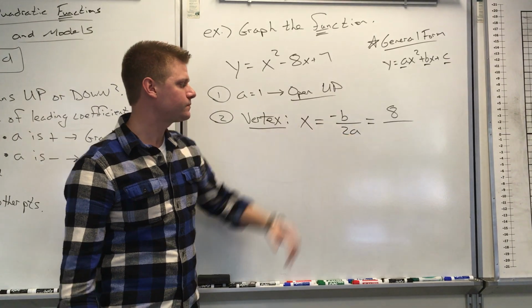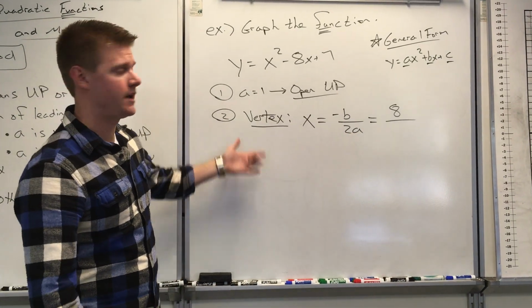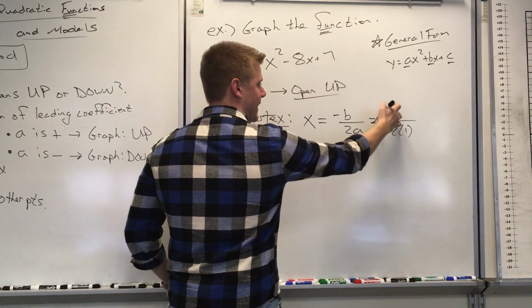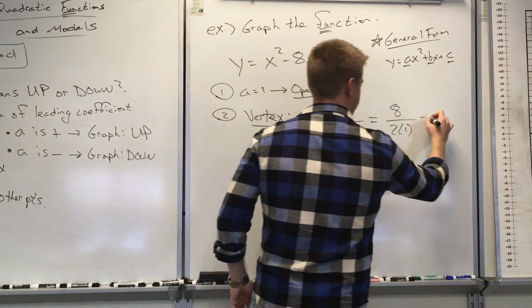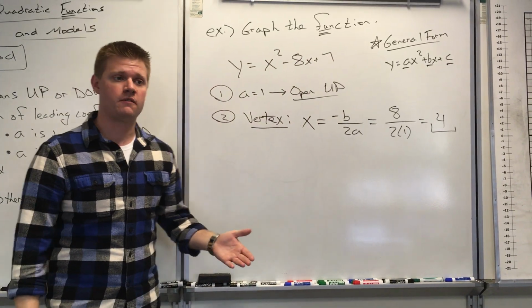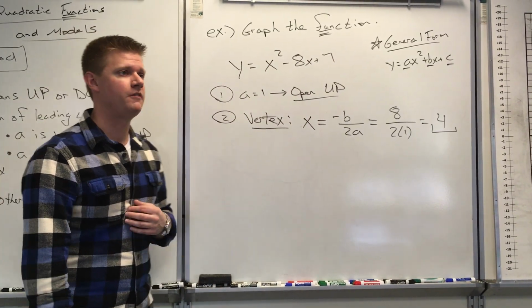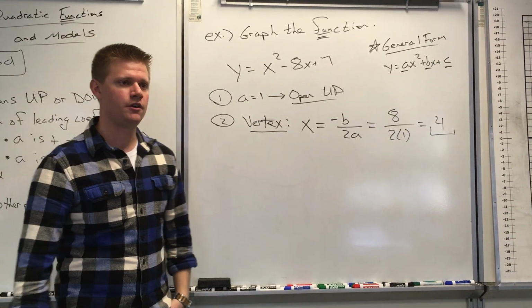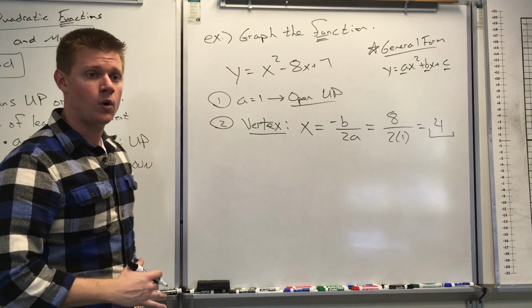On the bottom, 2 times a, we've already used a, it's just 1. So 2 times 1 would go on the bottom. 8 divided by 2 times 1 then is 4. So there's the x-coordinate of our vertex. And again, think about what we're finding. We are finding a point. It's an ordered pair, which means I need to now use that value to find the y-coordinate.